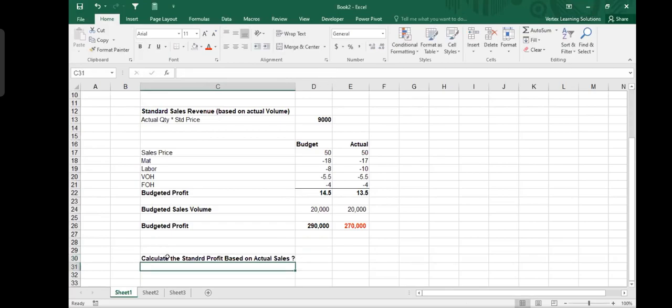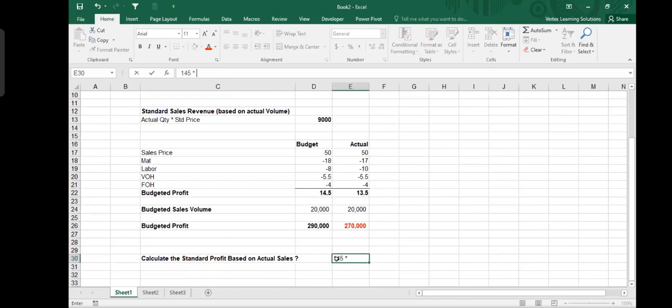Calculate the standard profit based on actual sales. What would you do? 14.5 actual multiply by 20,000 units. So whether it is 20 here or it is 18 here, it does not matter. Maybe actual budgeted sales volume was 22,000, let's suppose. Budgeted sales volume may be 22,000.